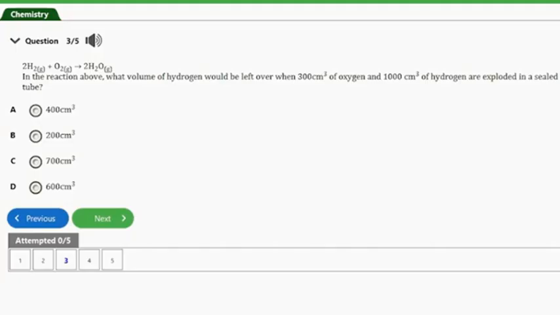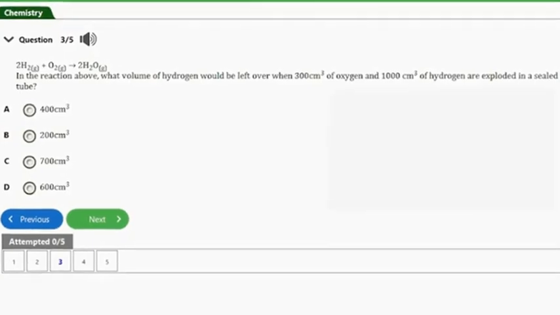It says, we have an equation of a reaction here, and then the question says, in the reaction above, what volume of hydrogen would be left over when 300 cm cube of oxygen and 1000 cm cube of hydrogen are exploded in a sealed tube? So guys, let's zoom in right here to our workspace, and then let's try to solve this together.